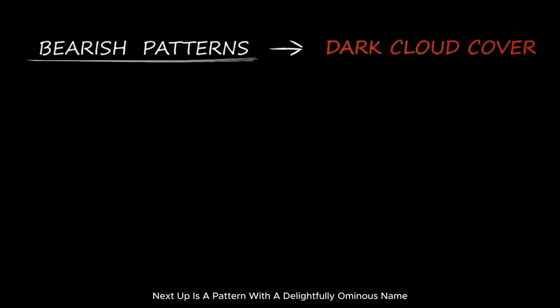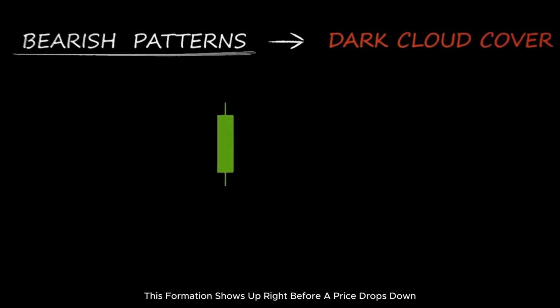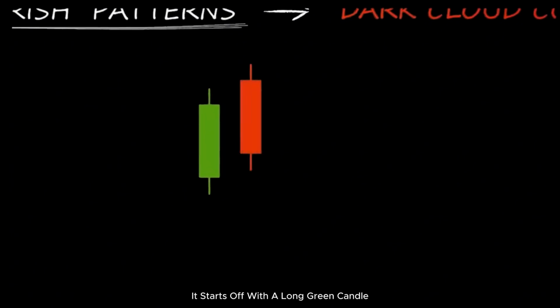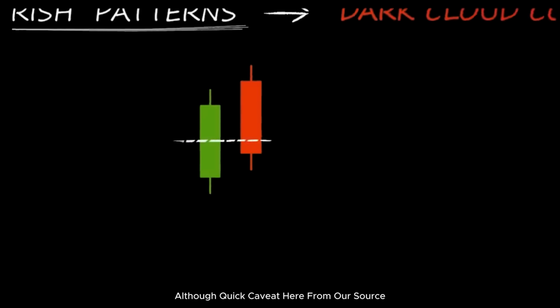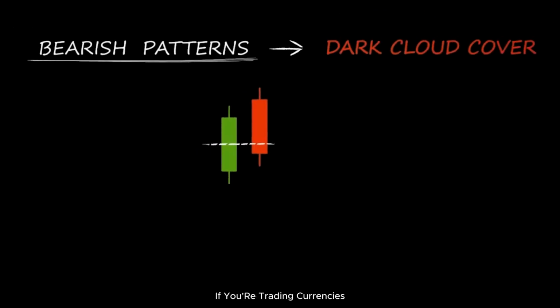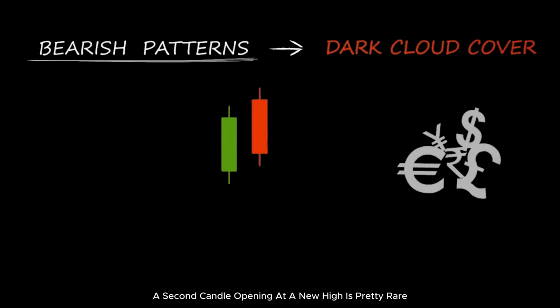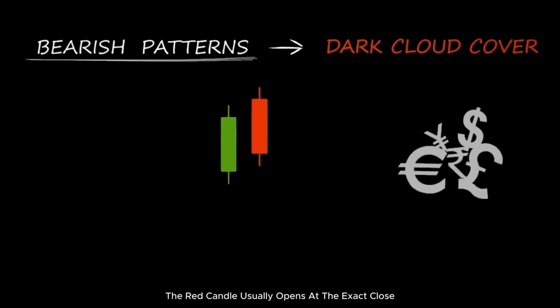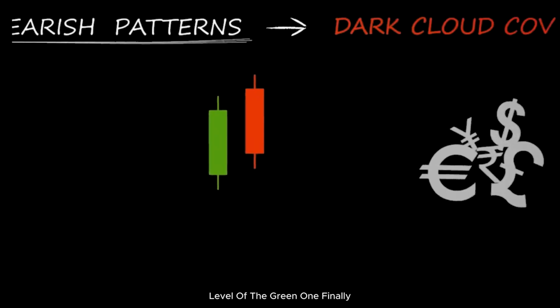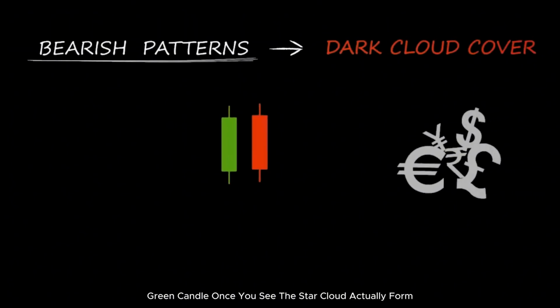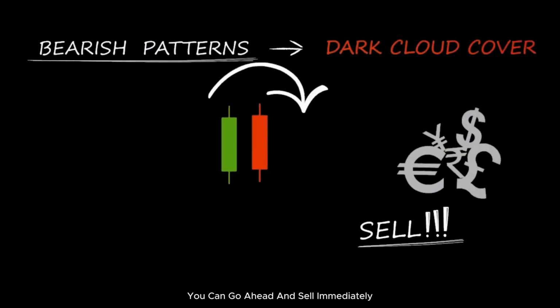Next up is a pattern with a delightfully ominous name: the dark cloud cover. This formation shows up right before a price drops down. It starts off with a long green candle. Next, a red candle opens at a new high. Although, quick caveat here from our source, if you're trading currencies, a second candle opening at a new high is pretty rare. So in that case, the red candle usually opens at the exact close level of the green one. Finally, that red candle drops down and closes below the middle of the previous green candle. Once you see the dark cloud actually form, you can go ahead and sell immediately.